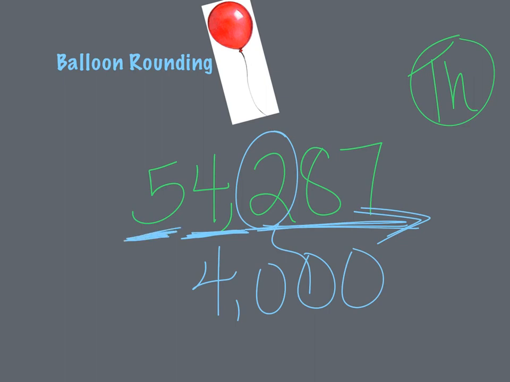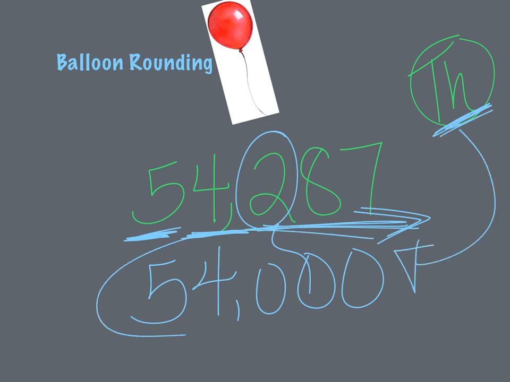Now, what about this 5? What do I do with that 5? Excellent. I have to bring it straight down. I'm going to bring it right back. I can't erase it. I have to bring it right back down. I can't forget about it. 54,287 rounded to the thousands place is 54,000. Excellent. One more.